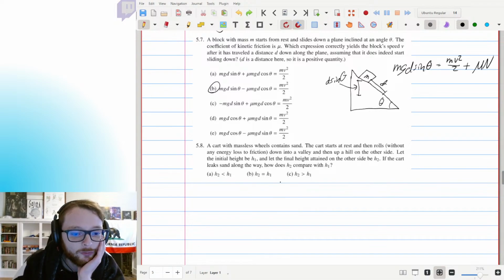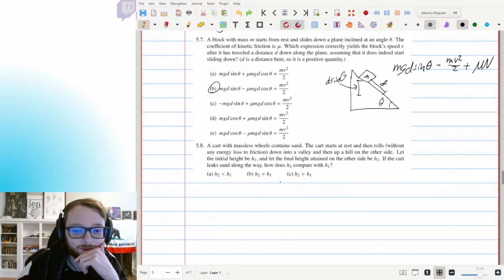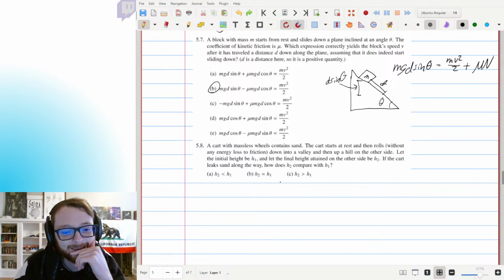A cart with massless wheels contains sand. The cart starts at rest and then rolls without any energy lost due to friction down into a valley and then up a hill on the other side. The initial height is h1. The final height attained on the other side is h2. The cart leaks sand along the way. Okay, that's why they're doing this thing with sand. How does h2 compare with h1?